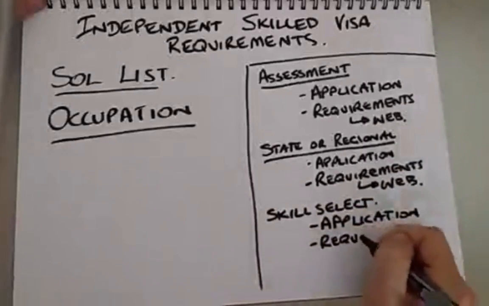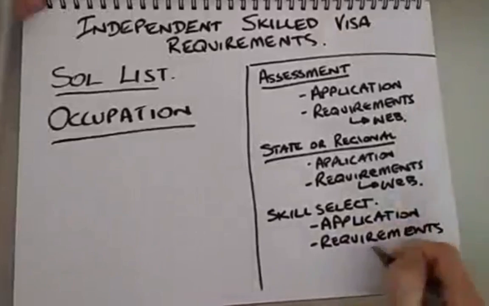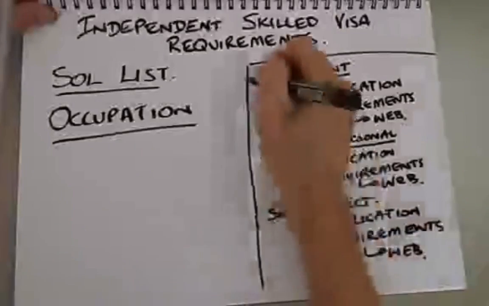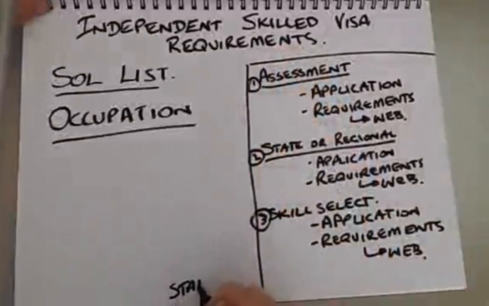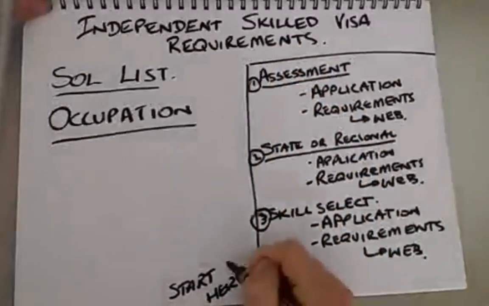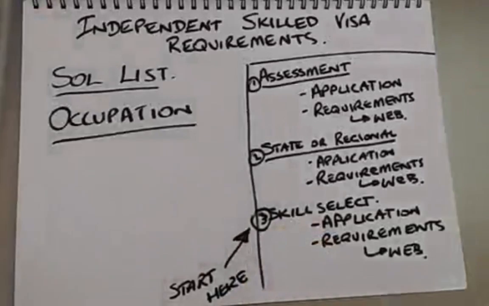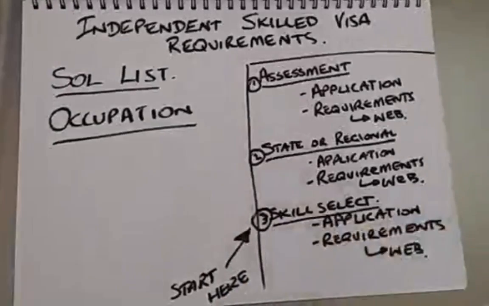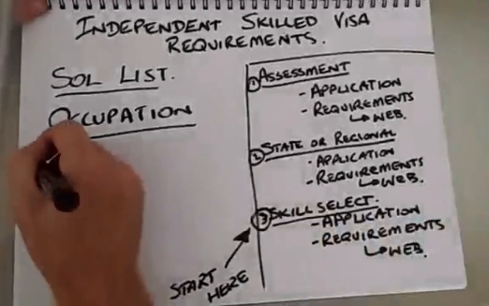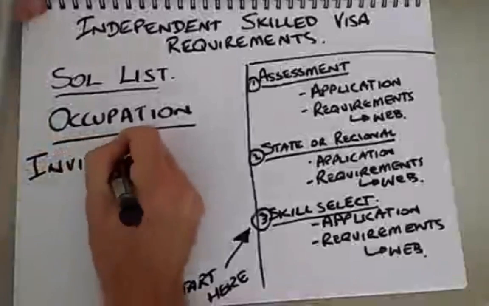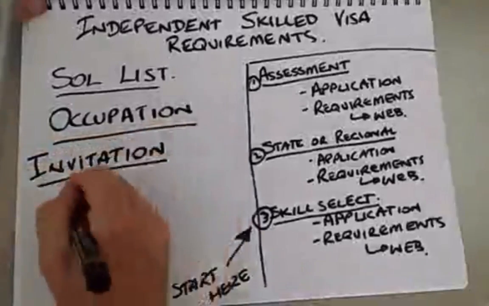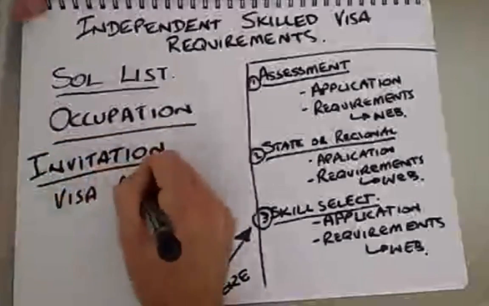So really it can be a very complicated process. What we recommend is that you start with Skillselect and see how many points you can get, and then work your way to the assessment application. So those are the two main things. Once you've gone into Skillselect, and if you get selected, you will get an invitation to apply for a visa, and then you can make your visa application.